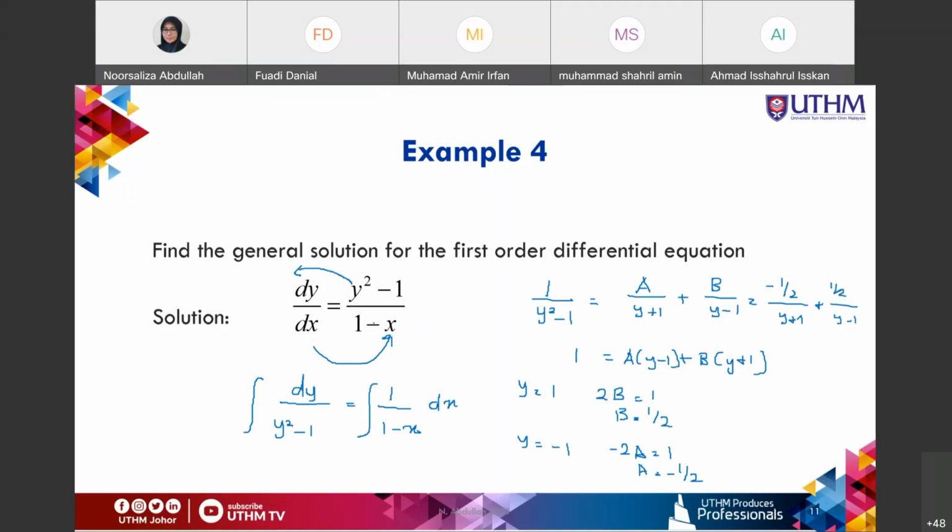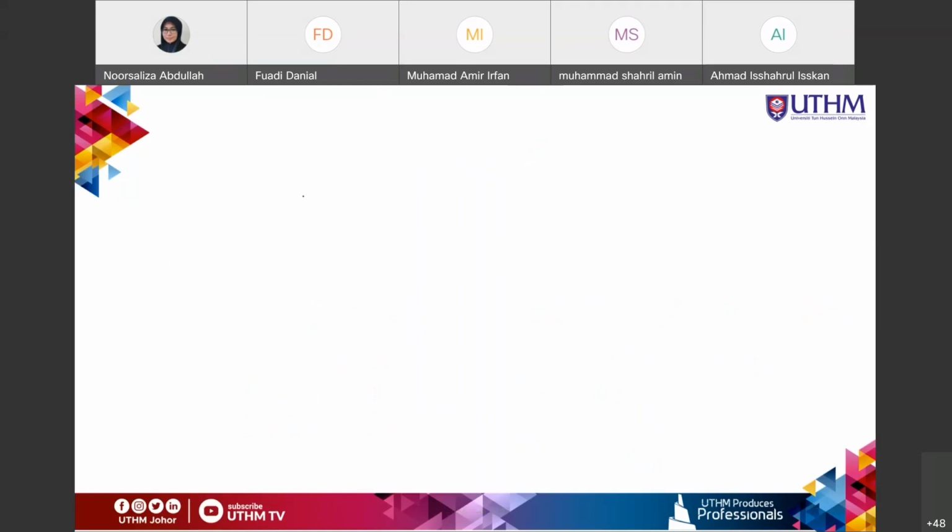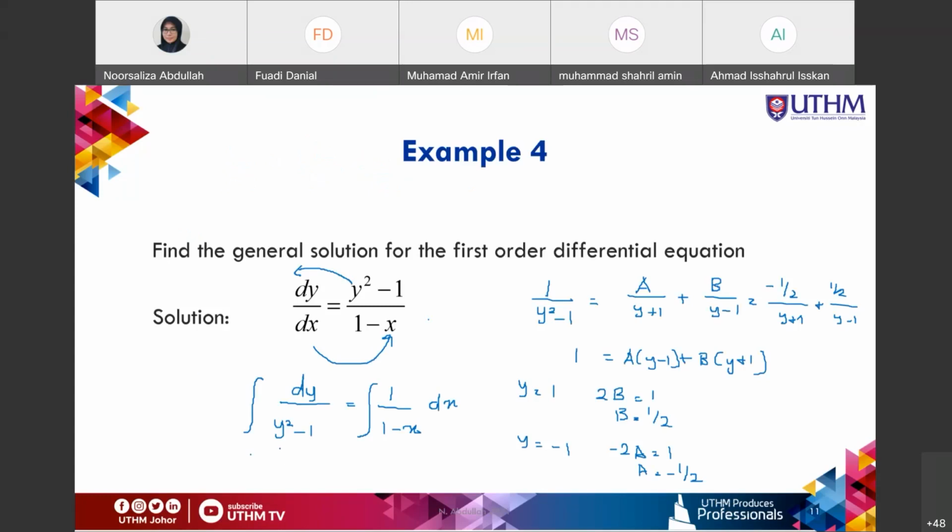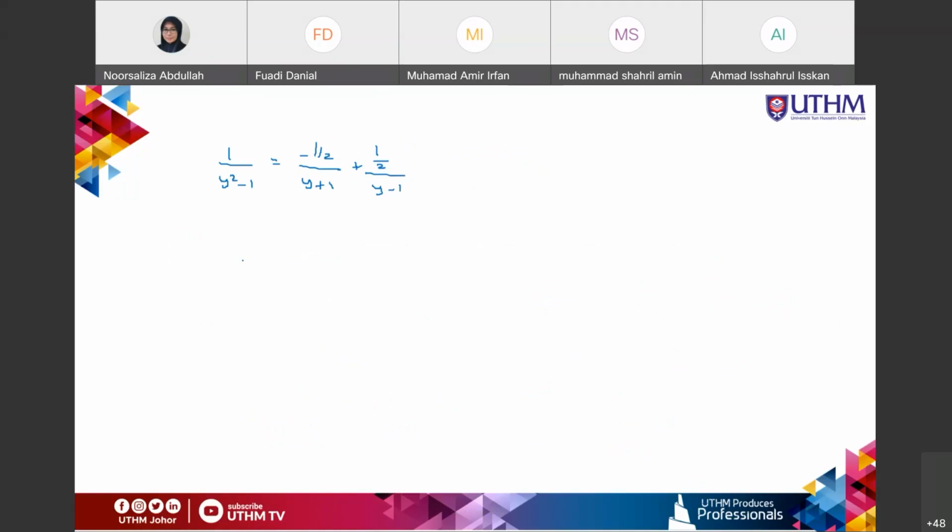Then we substitute into the formula. We have 1 over y squared minus 1 equals to this, with A and B. Now this one from before, we put into this formula and get minus 1 over 2(y plus 1) plus 1 over 2(y minus 1) dy equals to 1 over 1 minus x dx. And then you integrate.